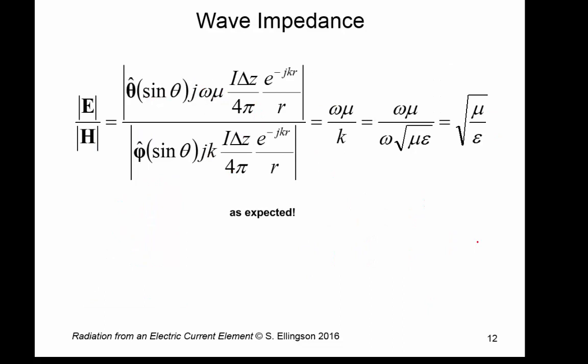We can check this solution. One of the ways we check the solution is we know that the ratio of E to H in general should be equal to the intrinsic impedance of the medium, also known as the wave impedance. If we do that here, we can take the ratio of the magnitude of E to H. Here I substitute the expressions that we obtained. You very quickly find that this is omega mu divided by k. I can replace k with its expression in terms of the constitutive parameters, and this quickly reduces to the square root of mu over epsilon, which is the intrinsic impedance of the medium, as expected.